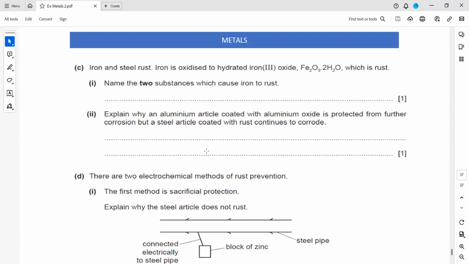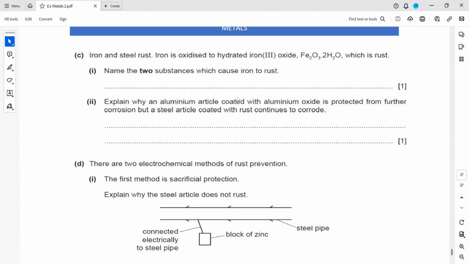In part C, iron and steel rust. Iron is oxidized to hydrated iron 3 oxide, Fe2O3.2H2O, which is rust. Name the two substances which cause iron to rust. What are the two substances that cause rusting of iron? Water and oxygen. As they again ask for the name, you have to write the name. Don't write a formula.